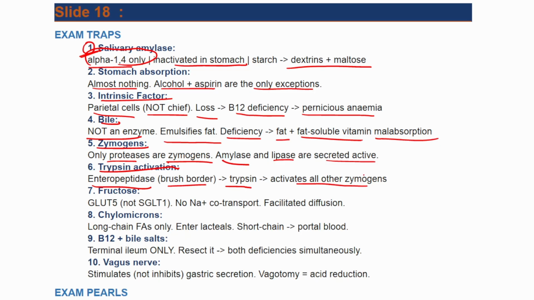As these active enzymes reduce nutrients to their simplest units, the summary follows naturally into the specific membrane channels that capture monosaccharides at the epithelial border. Fructose uptake relies entirely on the GLUT5 transporter, explicitly noting it doesn't use SGLT1, requires no sodium co-transport, and operates via passive facilitated diffusion.